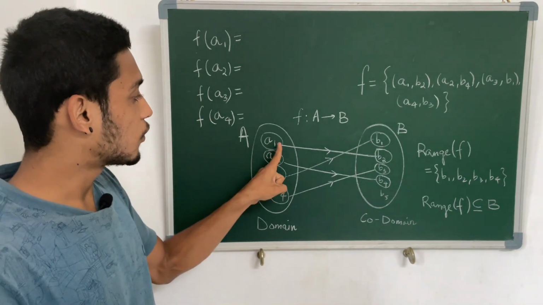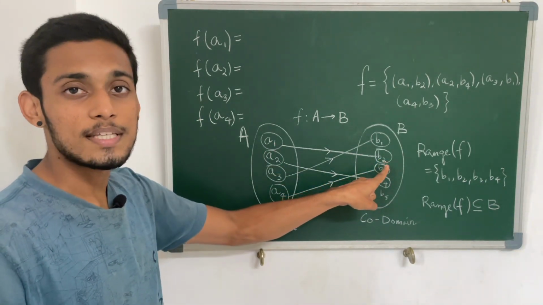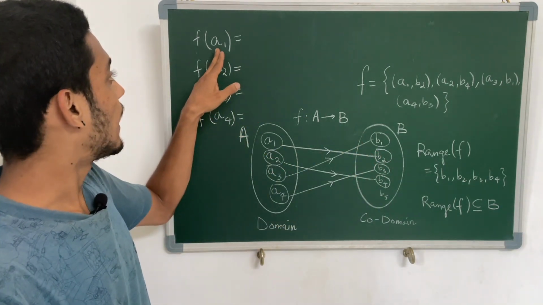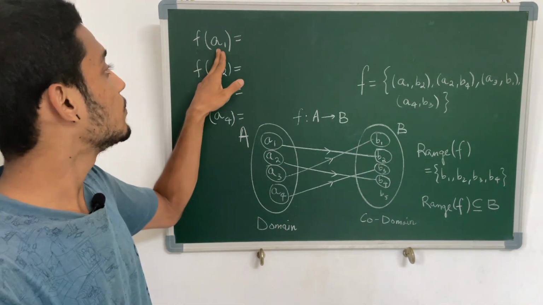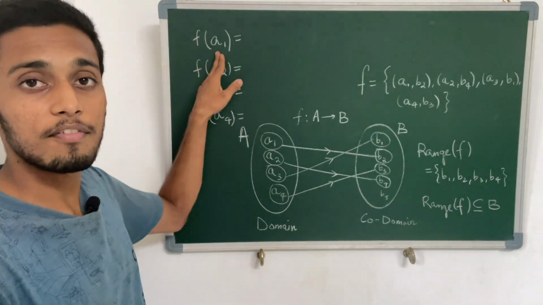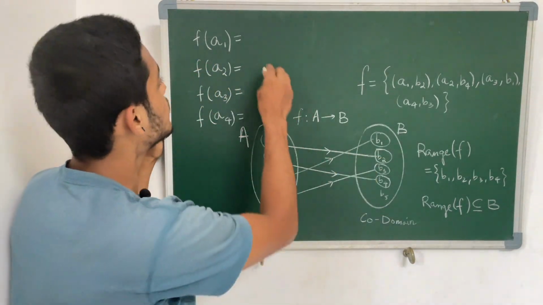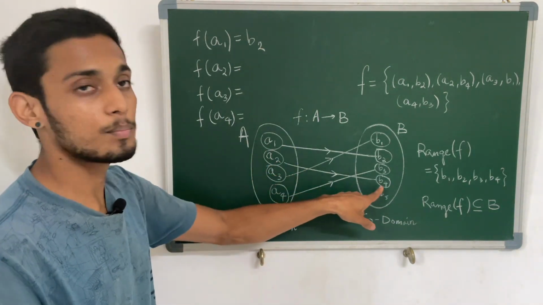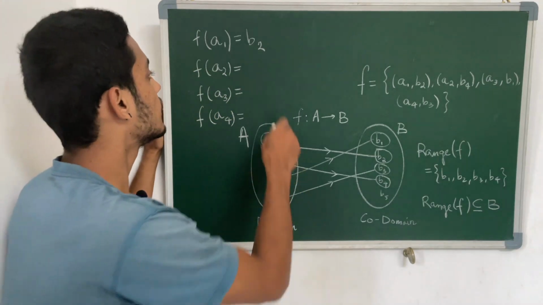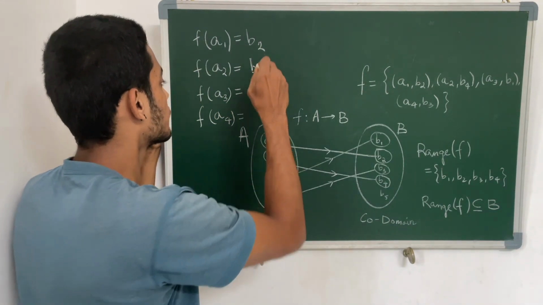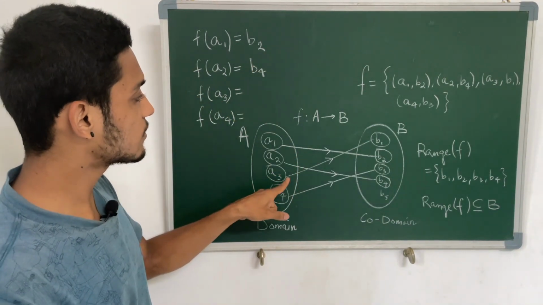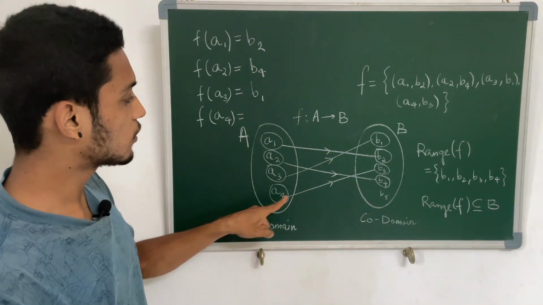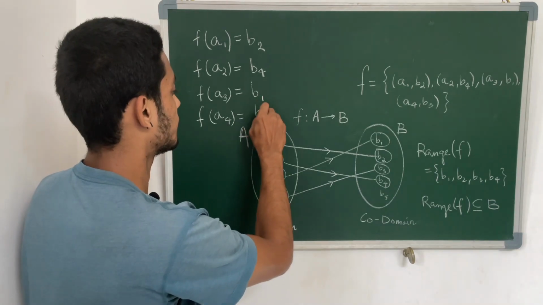So I told you that for a1, b2 is an image. So we write this as, under this function f, the image of a1, that is f of a1 is b2. Similarly, for a2 the image is b4, so f of a2 is b4. Then for a3 the image is b1. For a4 the image is b3.